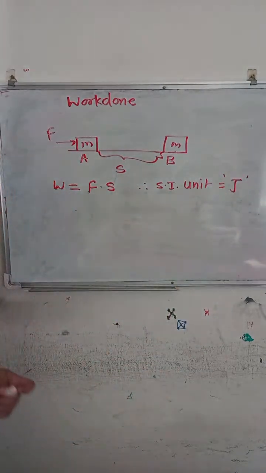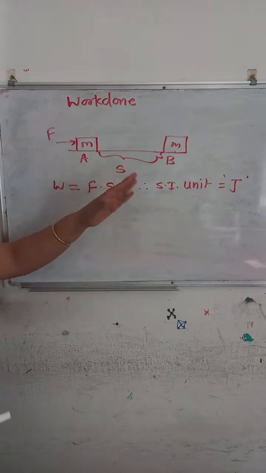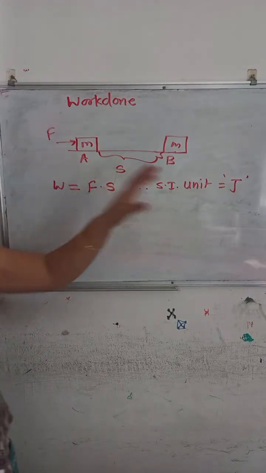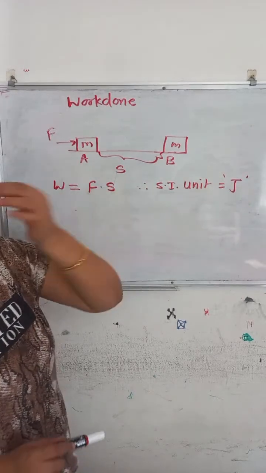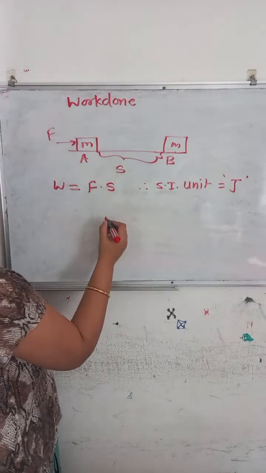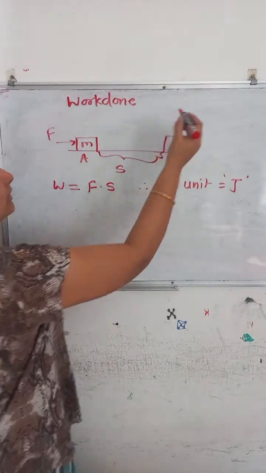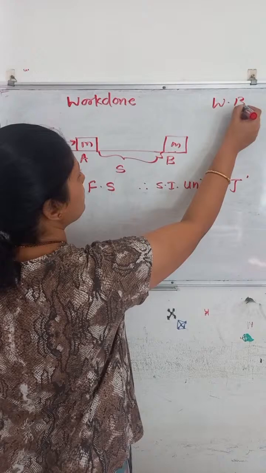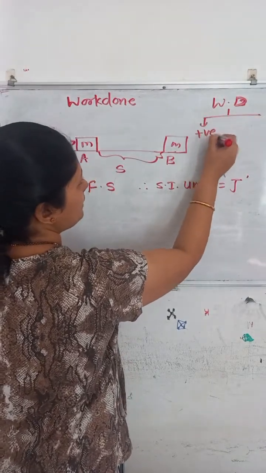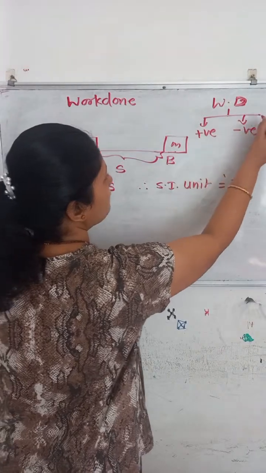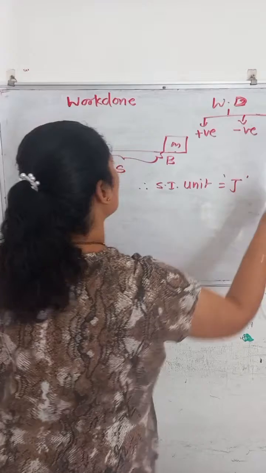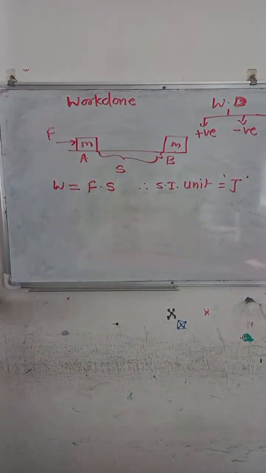Work is also one kind of energy, and all energies and all work we measure in terms of joules. We have three types of work done. First is positive work done, then negative work done, and last is zero work done.